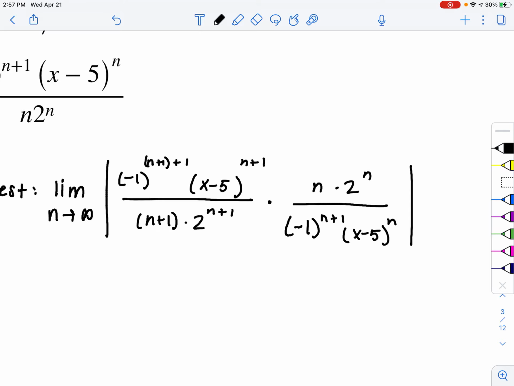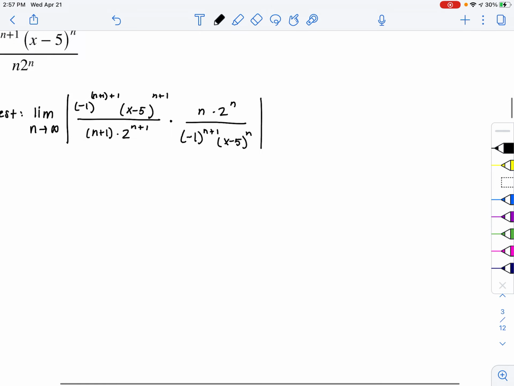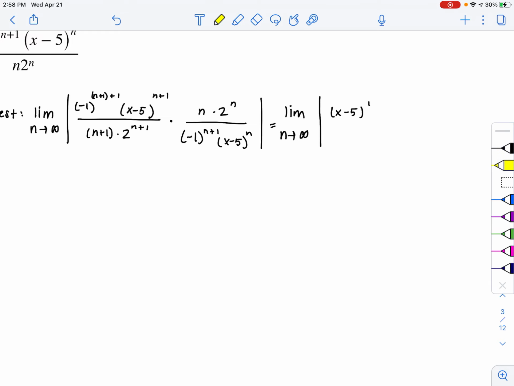Okay, so now just to do a little bit of limit stuff. How much space do I have over there? I have lots of space over there. Okay, so we got the limit as n goes to infinity. Okay, let's just kind of group things. So my negative ones are really not going to matter because of the absolute value. But I would get negative 1 to the first power, but that's just going to cancel out. I'm going to get x minus 5 to the first power, if I take care of that part.